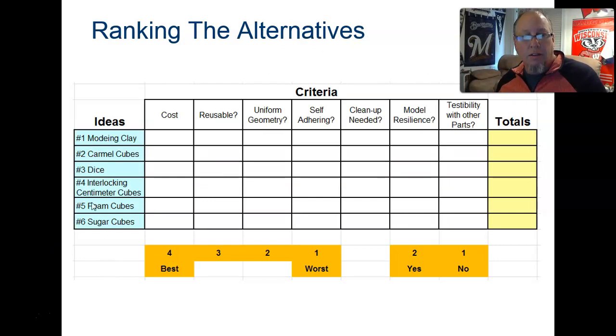So here's our 6 items that we're going to use for the puzzle. Here are all of the criteria that they're going to be evaluating it on. And for cost, well, there you go. Sugar cubes and interlocking centimeter cubes are very cost effective. They're the best. Dice and foam cubes must be more expensive. Reusable. Not sure about that one. I think a lot of these were reusable. Uniform geometry. The interlocking cubes and dice have very specific, precise geometry. Some of the other ones, maybe not so much. I think you kind of get the idea where this is going.